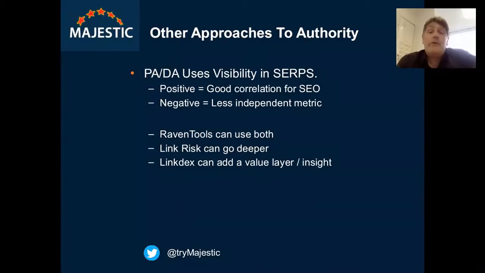Now, there are other approaches to authority. There's page authority and domain authority, which Moz uses, of course. The positive, I think, for that is that it's good correlation for SEO. Negative is that I think it's a less independent metric in many ways. Tools like Link Raven tools can use both metrics. Link risk tends to go deeper into analyzing those sites, and then tools like LinkDex can add a value layer and insight on top of our data as well.